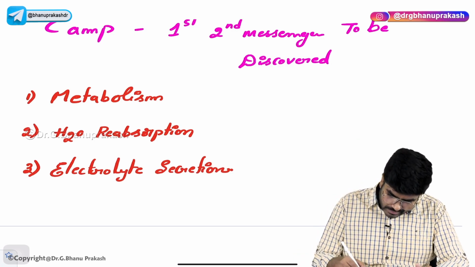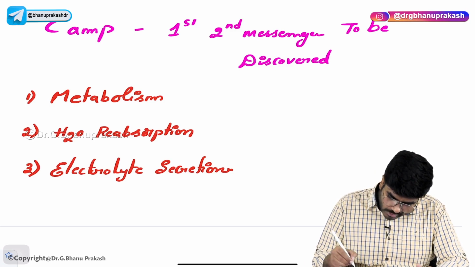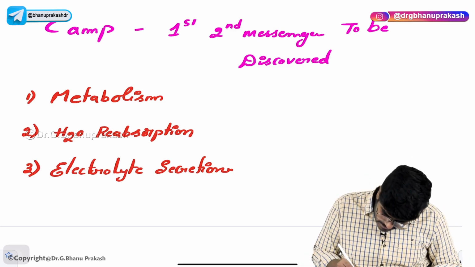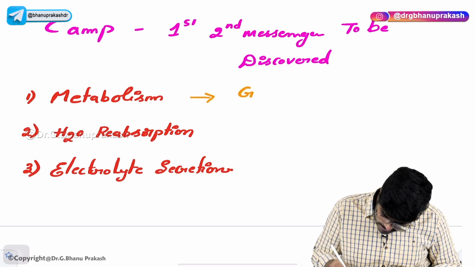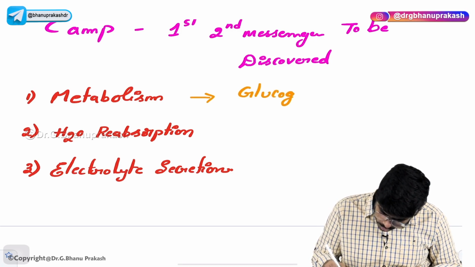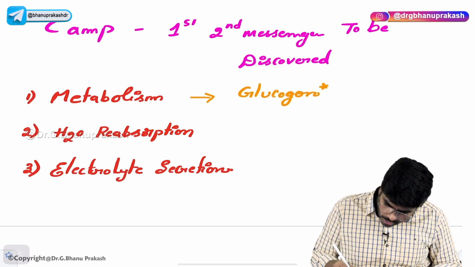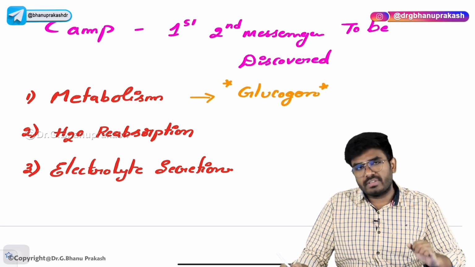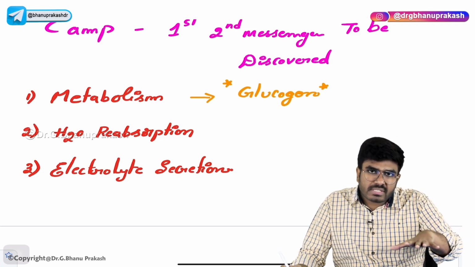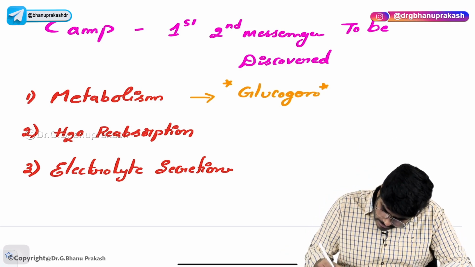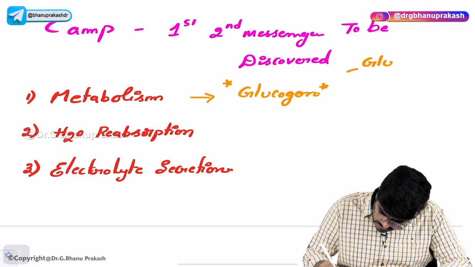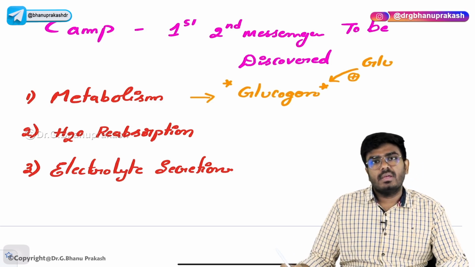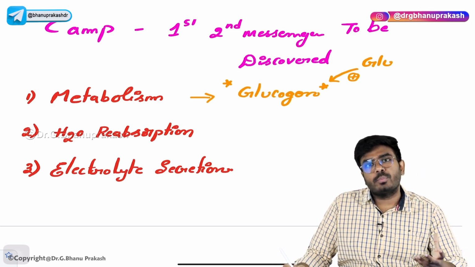Now let's start with the hormone involved in metabolism. What is that hormone using this cAMP secondary messenger system? Here itself I am writing, the hormone is called glucagon. We all know glucagon increases the blood glucose levels. Whenever your blood glucose levels are falling down, glucagon is going to be produced from the alpha cells of the pancreas.